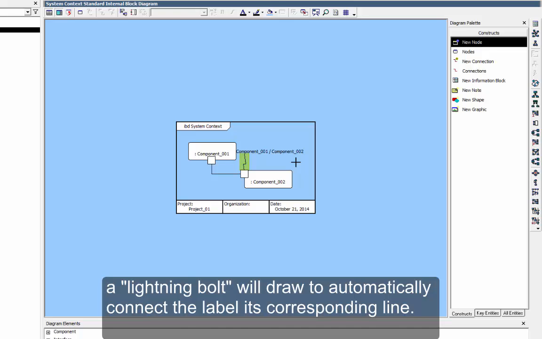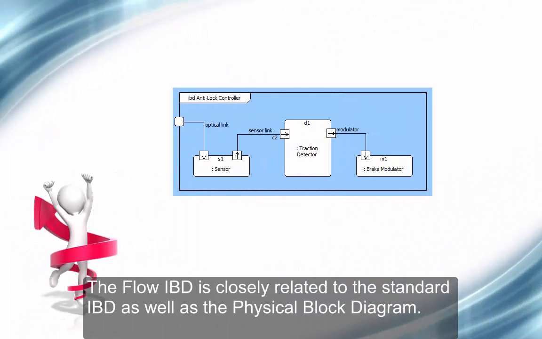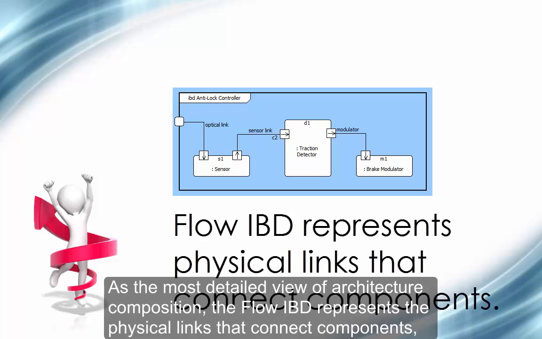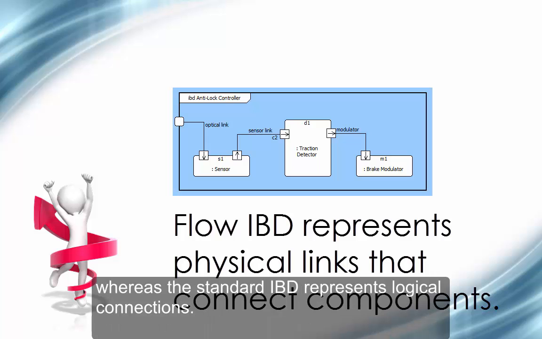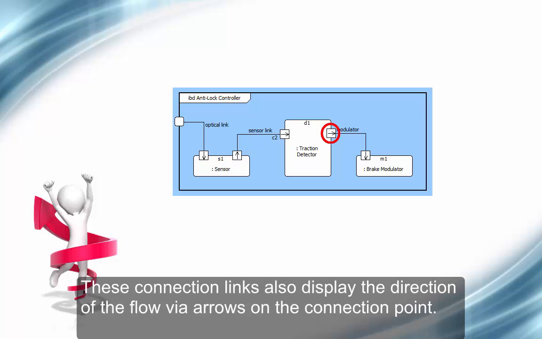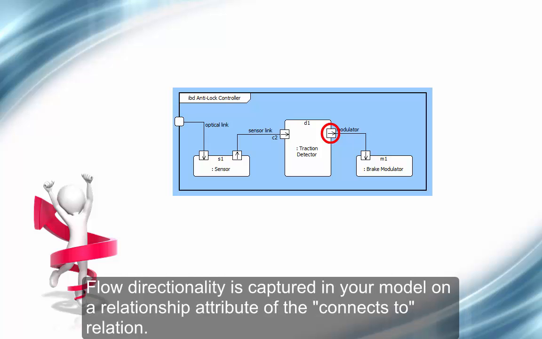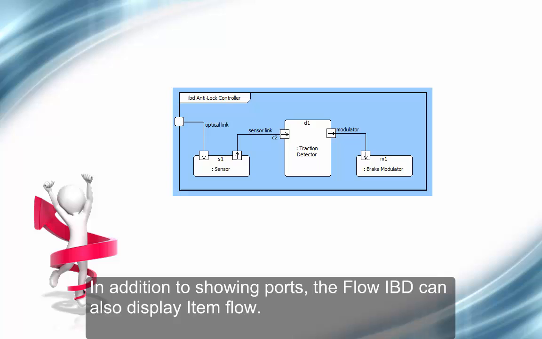The flow IBD is closely related to the standard IBD, as well as the physical block diagram. As the most detailed view of architecture composition, the flow IBD represents the physical links that connect components, whereas the standard IBD represents logical connections. These connection links also display the connection of the flow via arrows on the connection point. Flow directionality is captured in your model on a relationship attribute of the connects to relation. In addition to showing ports, the flow IBD can also display item flow.